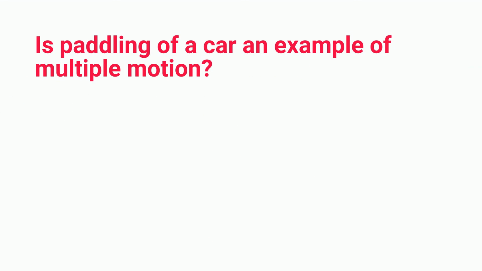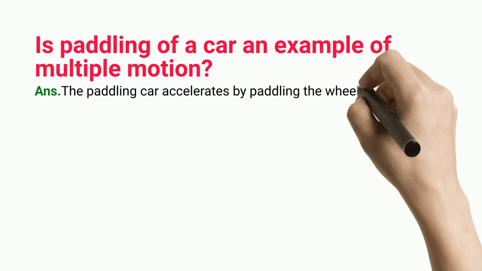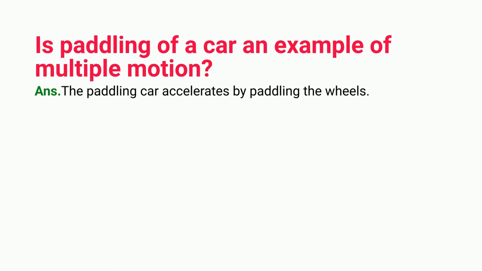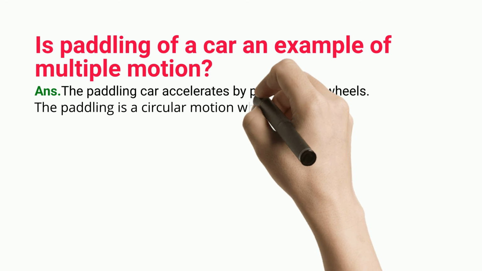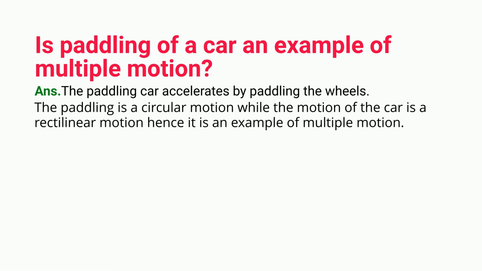Is paddling of a car an example of multiple motion? The paddling car accelerates by paddling the wheels. The paddling is a circular motion while the motion of the car is a rectilinear motion, hence it is an example of multiple motion.